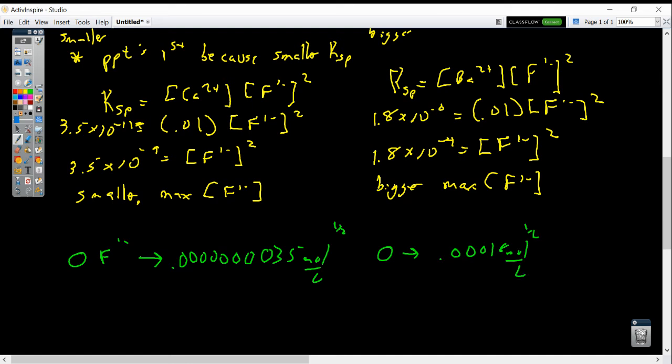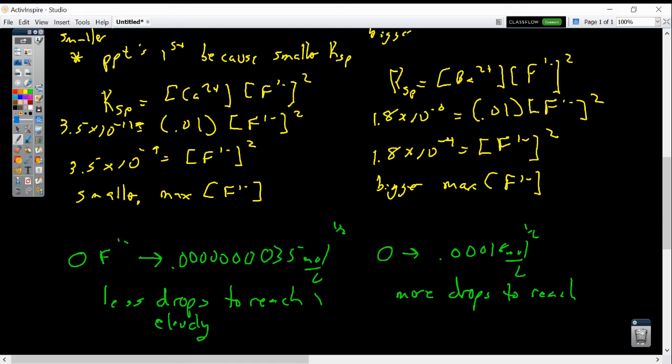This is going to take fewer drops. This is going to take more drops. I don't know how many drops that's going to be, it doesn't really matter. Because as you're dropping it in, the whole thing is going to get cloudy first, as soon as you reach this level. And this level of fluoride isn't enough to precipitate over here.